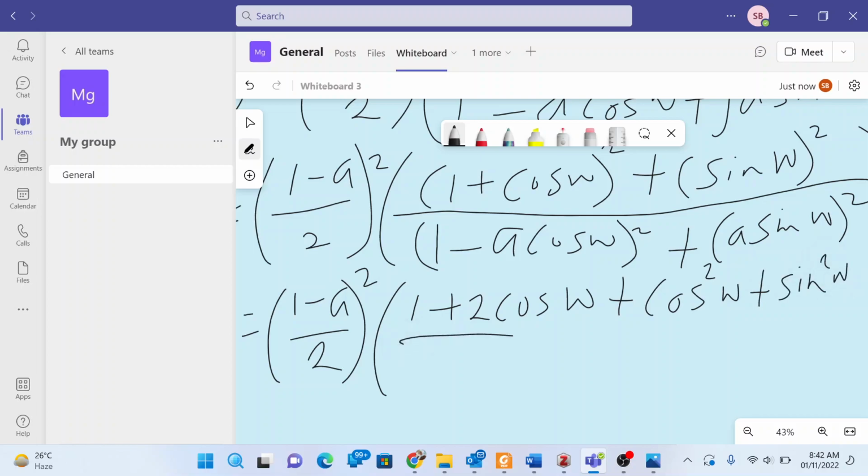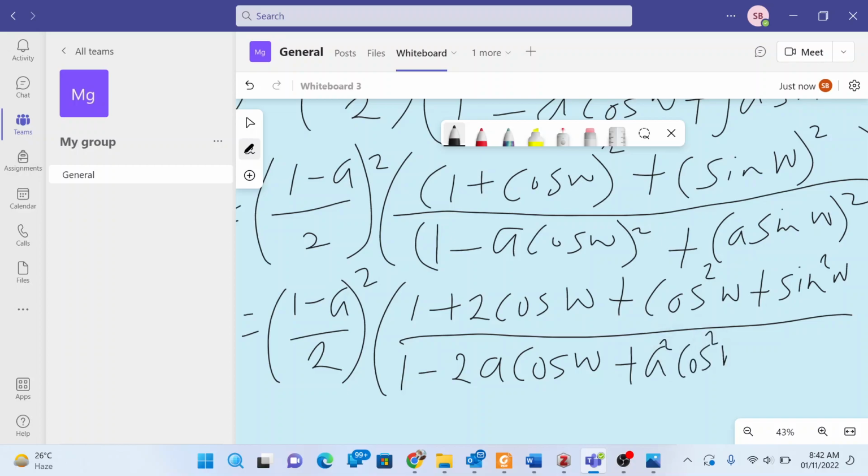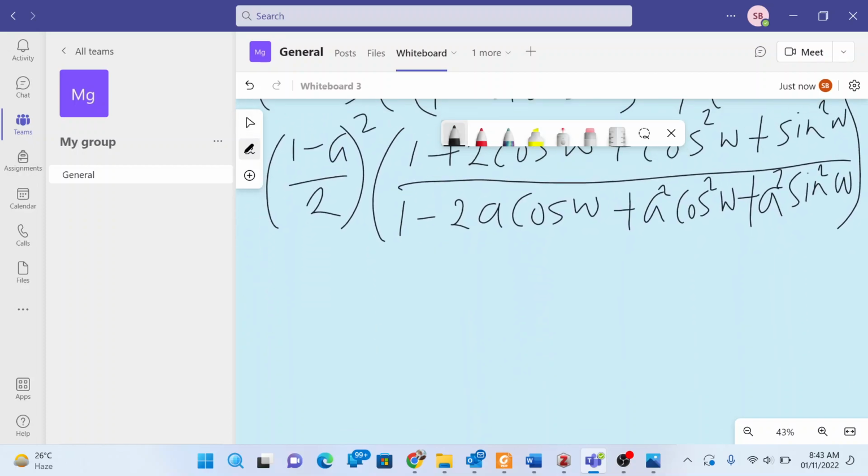all over, it's going to be 1 minus 2a cos omega plus a squared cos squared omega plus a squared sine squared omega. So now that we have this, the next thing we want to look at is we see that cos squared omega and sine squared omega is going to give us 1. So let's take that one to be 1 and put that into this expression.